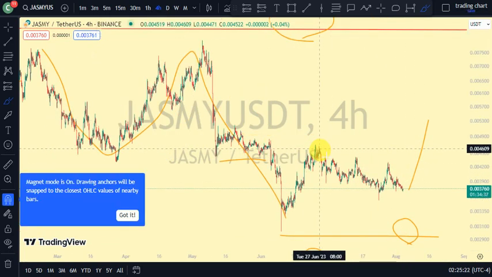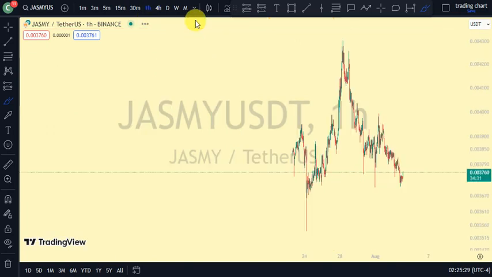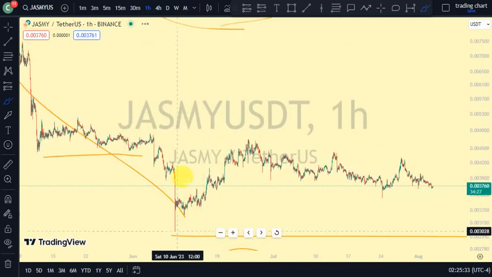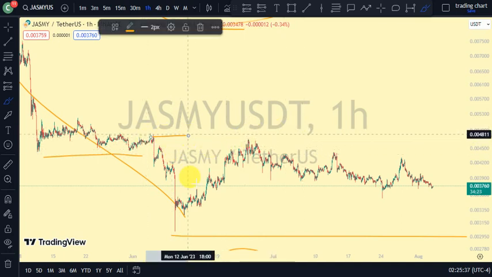Let's go see what price is doing on our 1 hour time frame. So guys, on our 1 hour time frame, what do we notice? Based on market structure, remember that our 4-hour time frame now is between this swing and this swing.